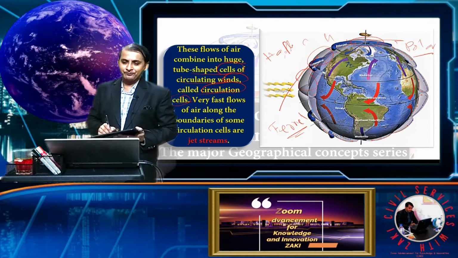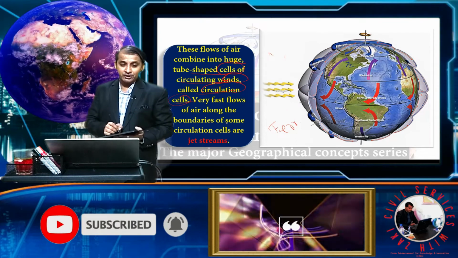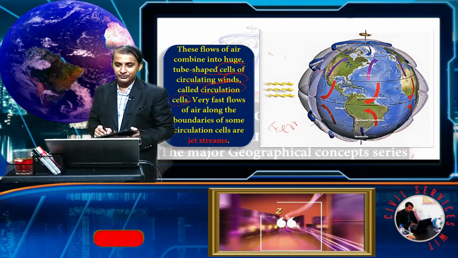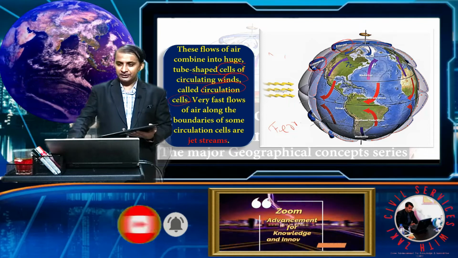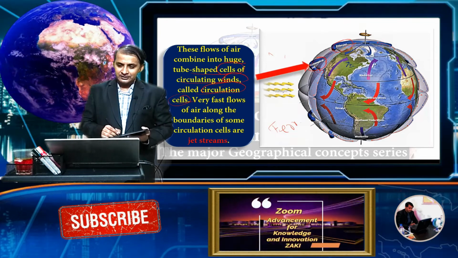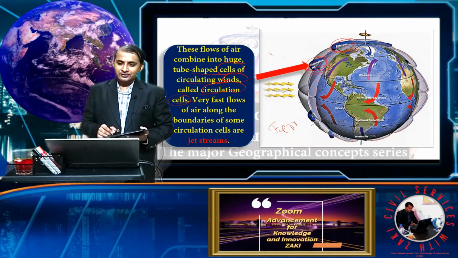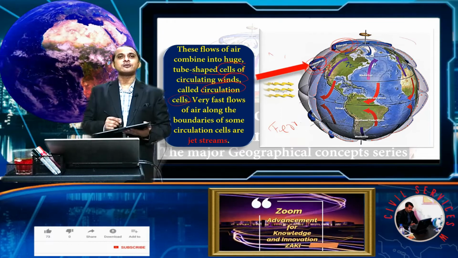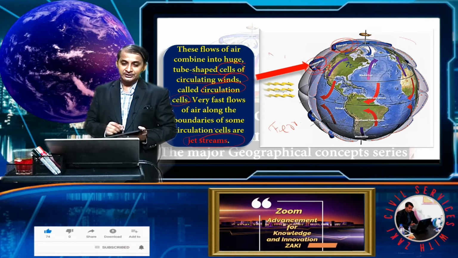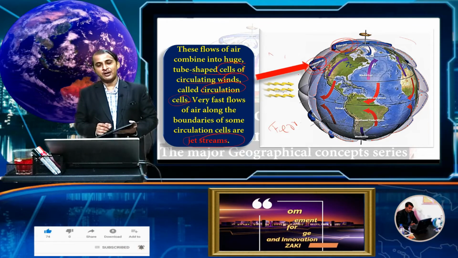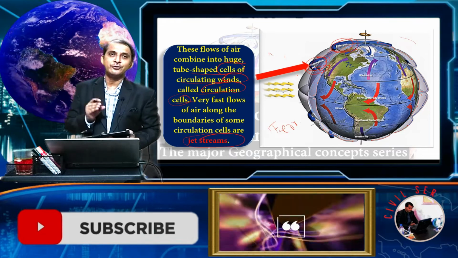If you see, there is very fast moving airflow along the boundaries of these cells. See here the boundary, and this fast moving air is called a jet stream. So there is the subtropical jet stream and the polar jet stream. These areas are circulated by this fast flowing air, and it is called a jet stream. We also provide you a special video on the jet stream.